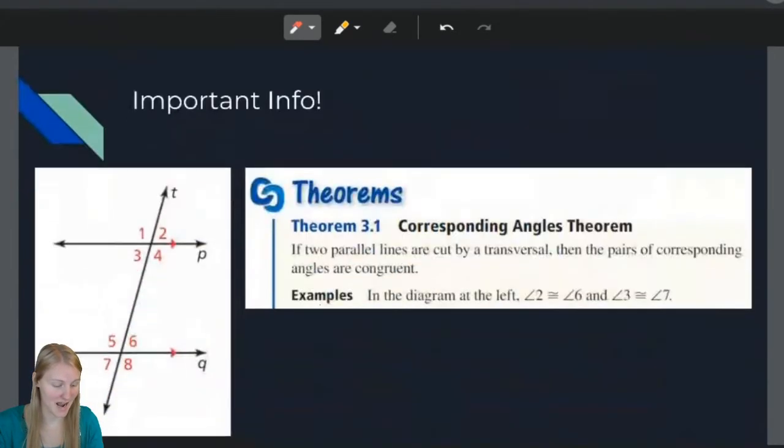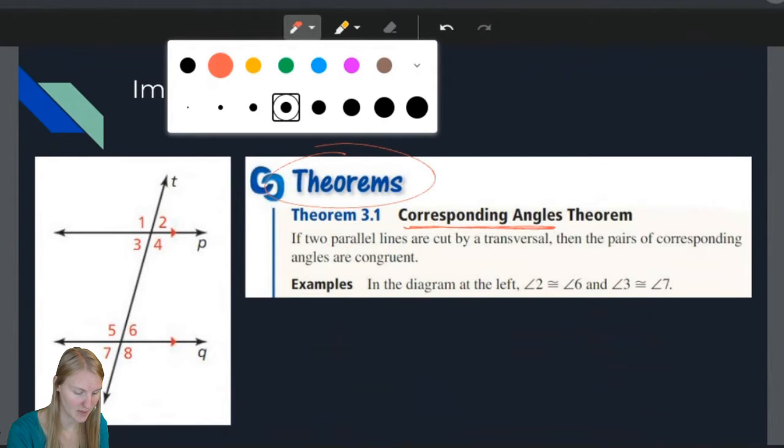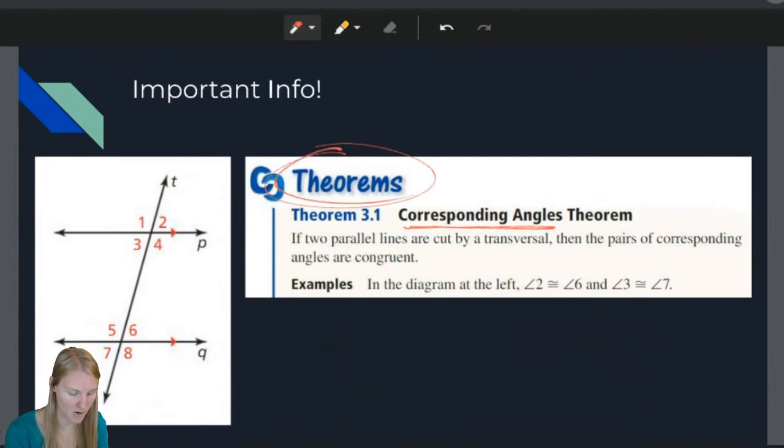Okay, next, there are 4 very important theorems that we're going to talk about today, and all of them have to do with our special angle pairs from last lesson, so corresponding angles, alternate interior, alternate exterior, and consecutive interior. We're going to have a theorem about each one of those. Let me make my pen a little bit bigger. There we go, that's better.